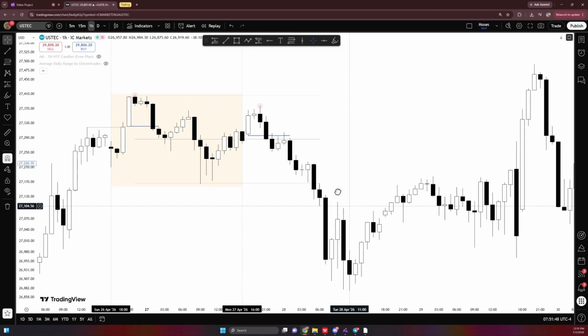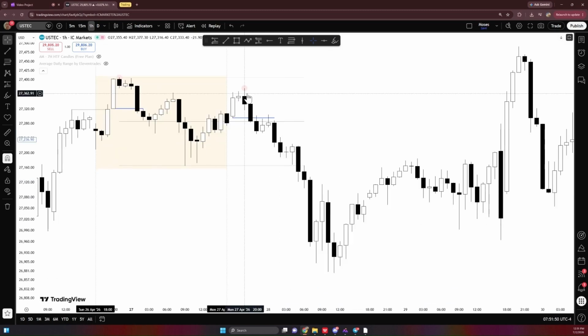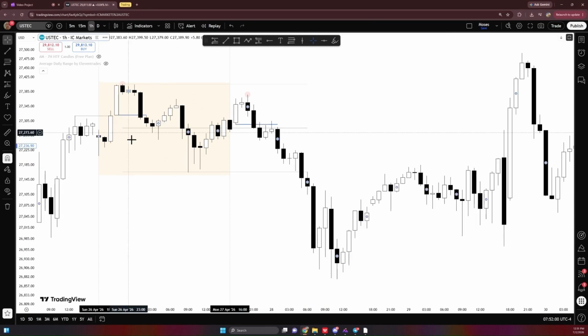We see price just kept on, all through the day, just kept on expanding lower. Now, this is the ideal situation we want to see after a reversal candle closure has been put in on the daily time frame.